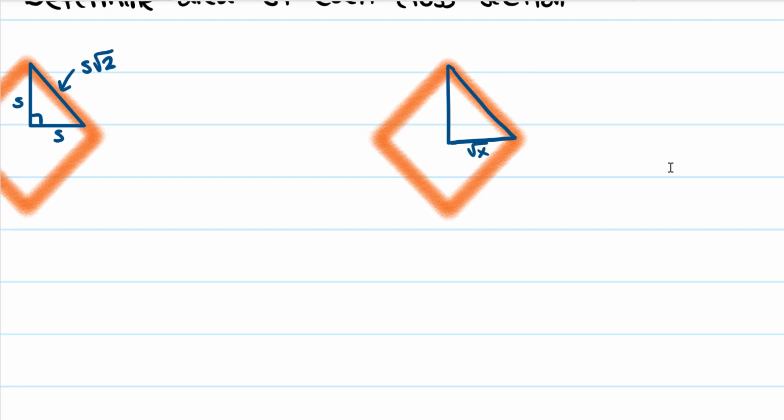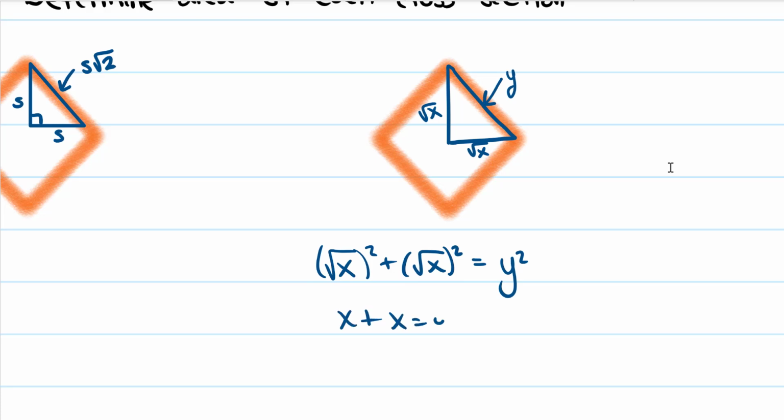So this is the square root of x, and this is the square root of x. And so in order to find this side we'll call y, we need to use the Pythagorean Theorem. So we get the square root of x squared plus the square root of x squared is equal to y squared. So this is x plus x equals y squared. So y squared is equal to 2x. And then you take the square root of both sides and you get y is the square root of 2x.